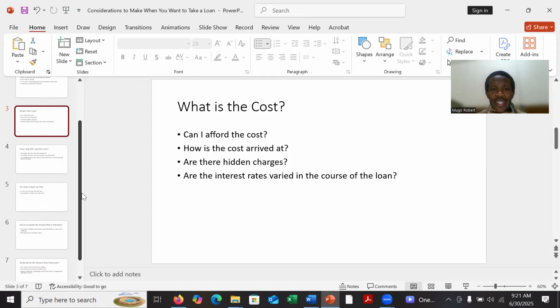The other aspect regarding the cost, you will ask yourselves, are these interest rates fixed or fluctuating? A fluctuating interest rate is varied. Maybe you took a loan at 12%. After 8 months, now the cost is at 14%. After 8 months, the cost is at 20%. Are they varied in the cost of the loan? Remember, if it is fixed, it will help you to plan.